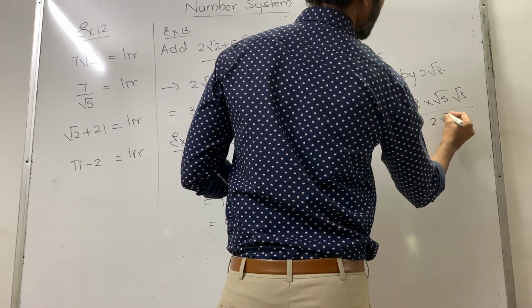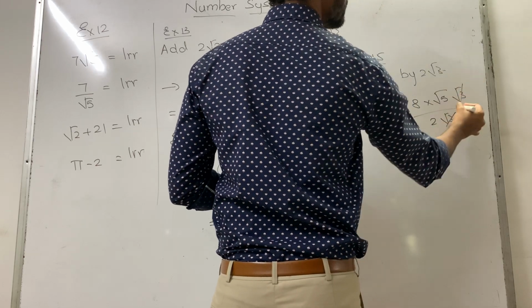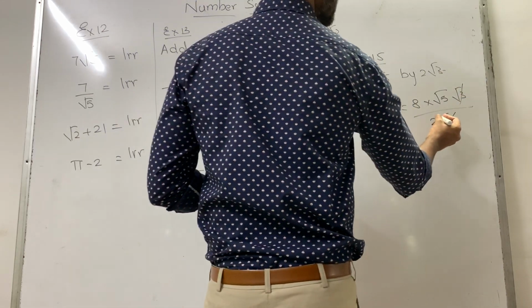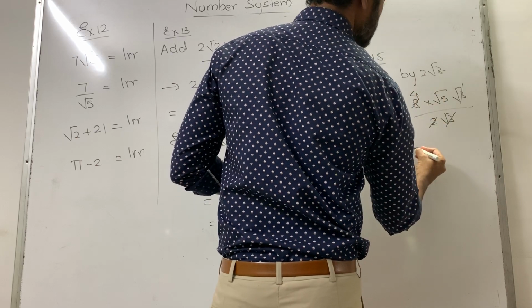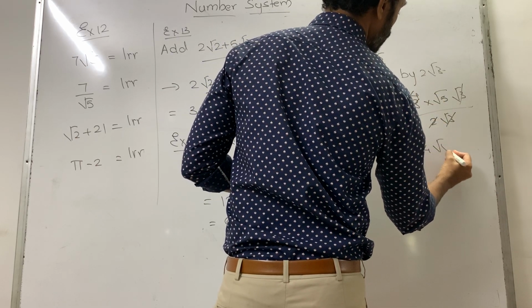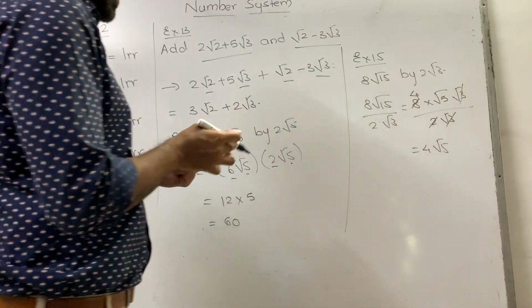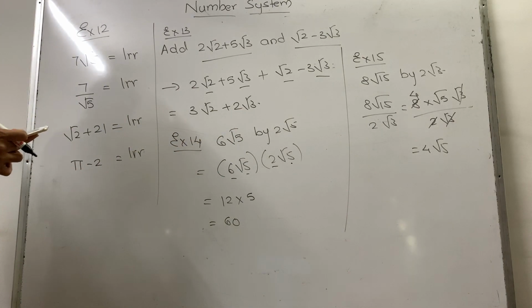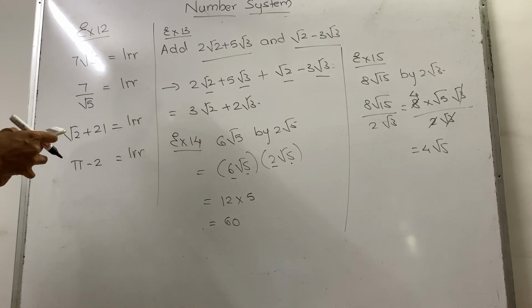And in the denominator you have 2 root 3. The root 3 term gets cancelled. 8 divided by 2 is 4. Your answer will be 4 root 5. That was example 15.